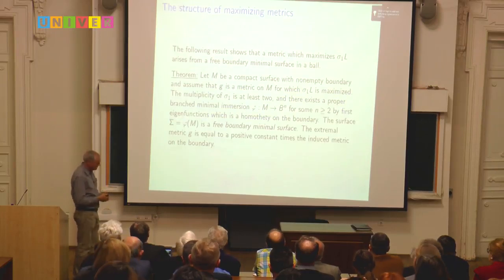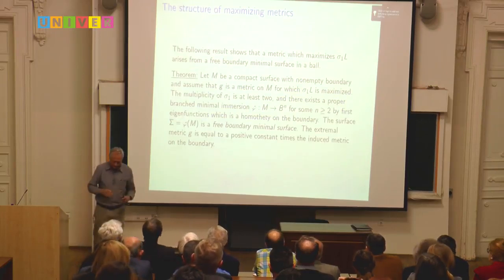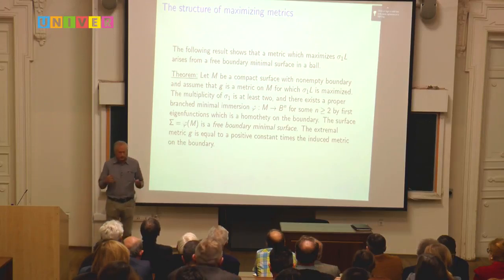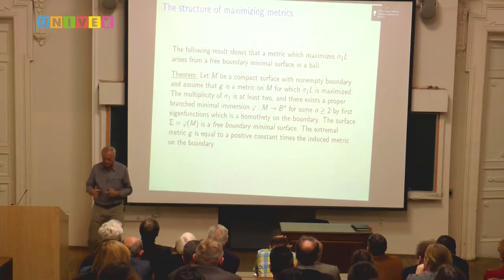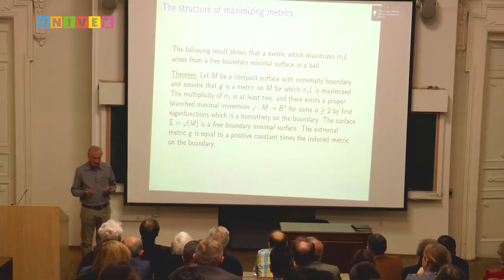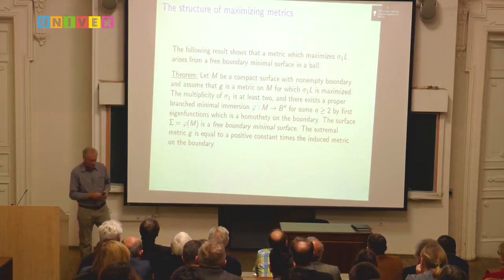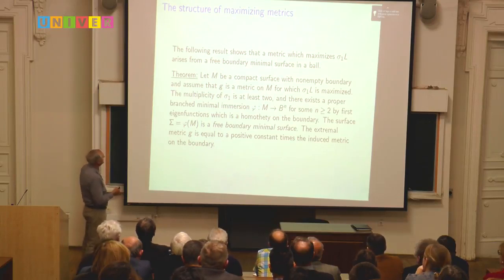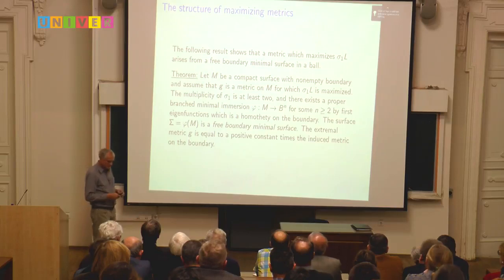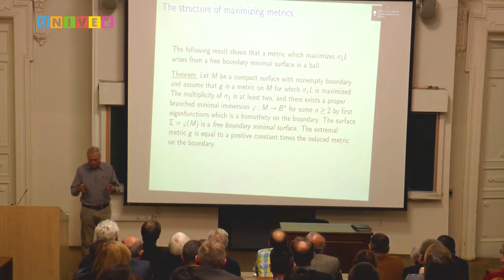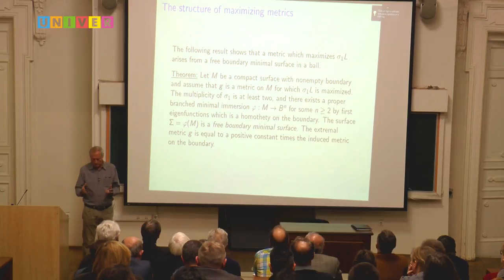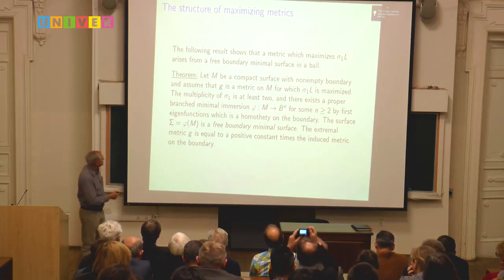So I first want to talk about the structure of maximizing metrics. It's a variational problem. We know there's an upper bound, so we can hope to maximize. The question is, suppose we could find a maximizing metric, then what does it look like? What geometric property does it have? It turns out that the maximizing metrics are related to minimal surfaces. These are surfaces of zero mean curvature, in a Euclidean ball, and they satisfy a particular boundary condition called a free boundary condition, which I want to describe.